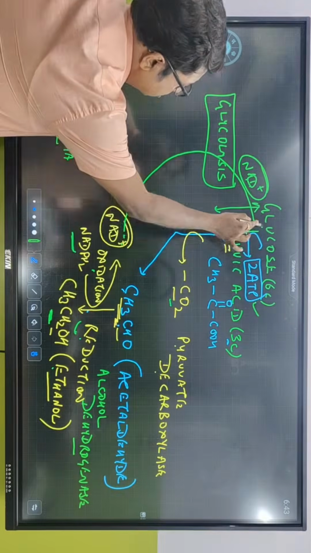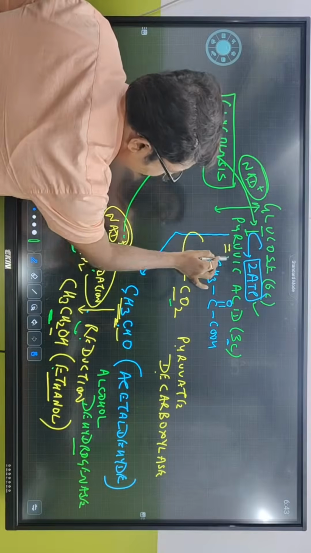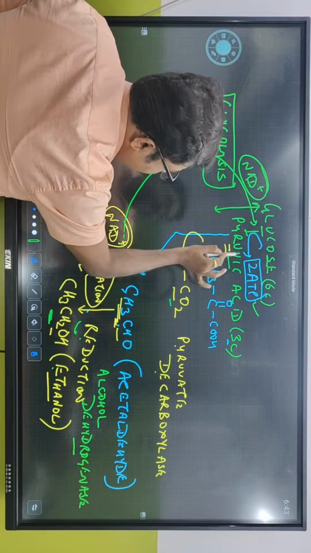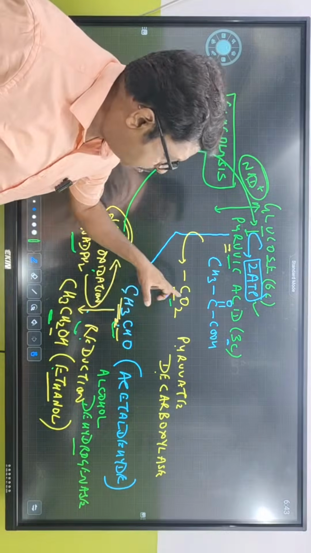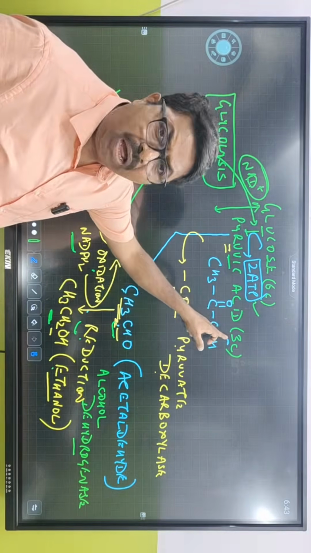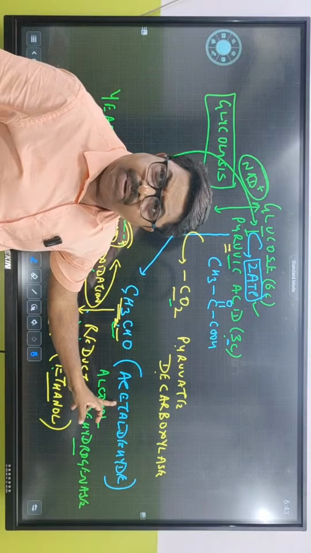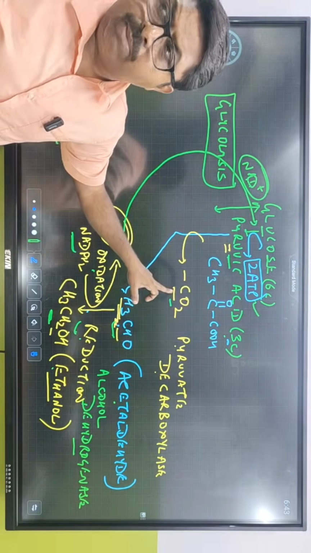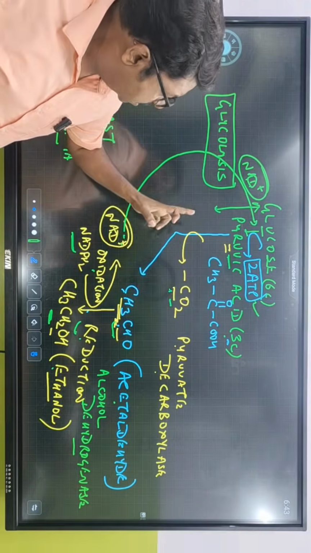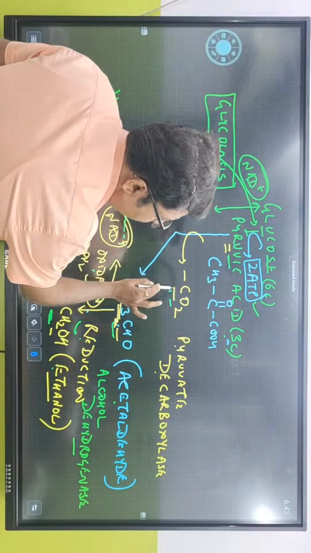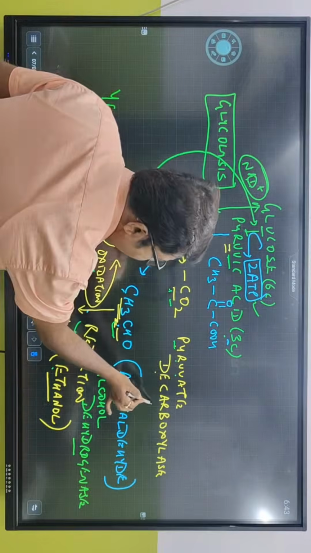Another way that glucose is broken down into pyruvic acid: 2 ATP is the net gain, but this pyruvic acid now changes into acetaldehyde. For that, what has happened? Pyruvic acid is having 3 carbon, acetaldehyde is having 2 carbon. So what has happened over here is carbon dioxide has moved off. So-called decarboxylation has occurred. And what is the name of the enzyme? The enzyme is pyruvate decarboxylase.